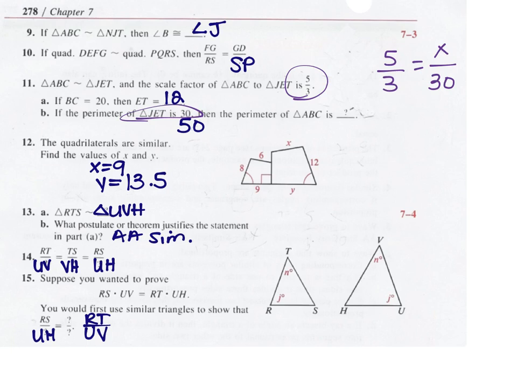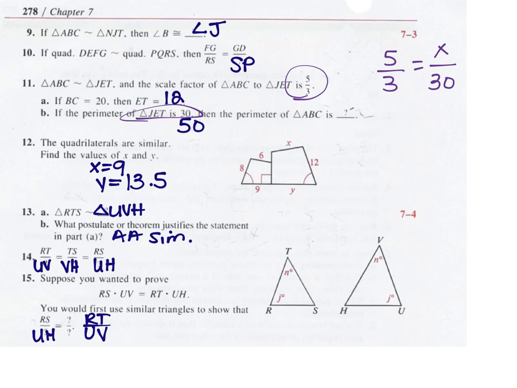Number 13, RTS would equal UVH, and that's the angle-angle similarity postulate. 14, RT would be over UV, TS would be over VH, and RS would be over UH. And again, those letters could be reversed. So VU is the same as UV.